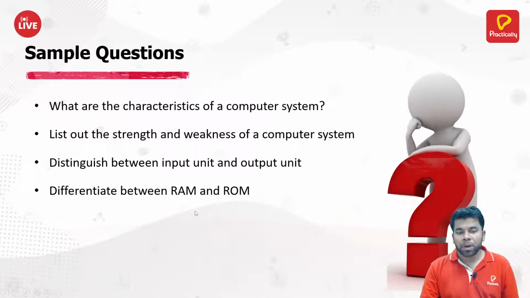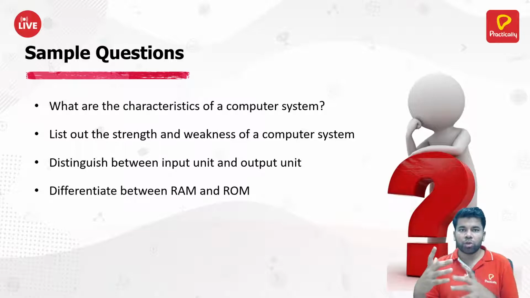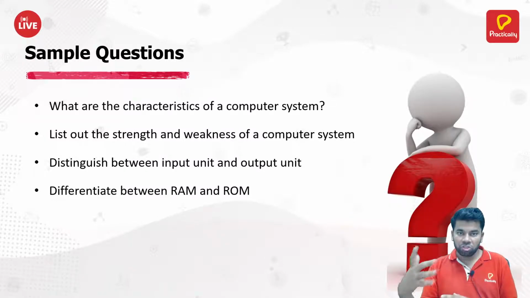Differentiate between RAM and ROM. This may be another question in the sample questions that may be asked for class 9. RAM stands for random access memory, ROM stands for read only memory. RAM is a volatile memory, ROM is a non-volatile memory. RAM is a temporary memory, ROM is a permanent memory. The data is stored in RAM in MBs, data is stored in ROM in GBs. Like this, one by one you can count, they are totally opposite of each other.